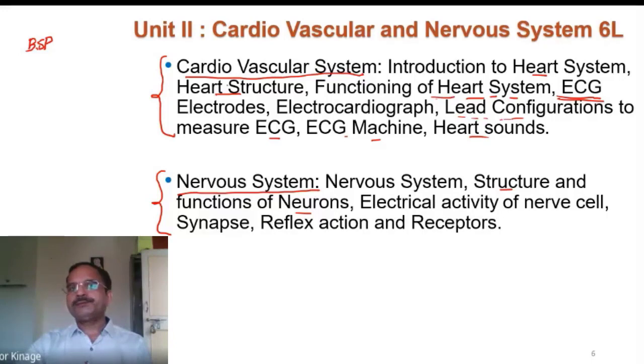So unit number 2, as we have discussed, is the introduction to how our heart works, how the electrical signals are generated by our heart and nervous system. What is the functioning of the nervous system, how the electrical signals are generated by our nervous system, and how they are measured. Okay, so that is unit number 2.